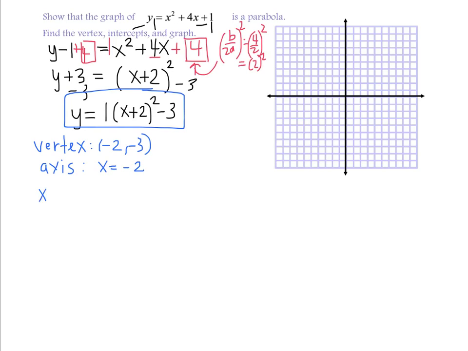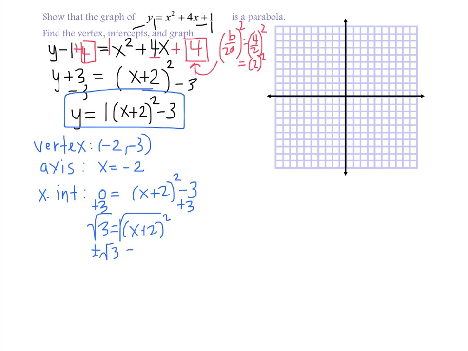X-intercepts, those take a little bit of work. We're going to be setting the equation equal to 0. So 0 equals x plus 2 squared minus 3. Just like in lesson 7.5, please don't bother trying to distribute all of that out. This is way easier just to use the square root property, which will bring 3 to the left-hand side. And then we'll take the square root of both sides. So we'll get plus or minus root 3 equals x plus 2. I'm going to go ahead and move that 2 to the other side.